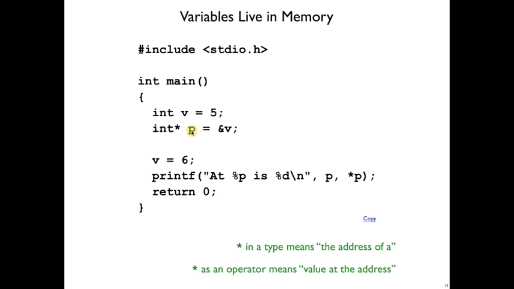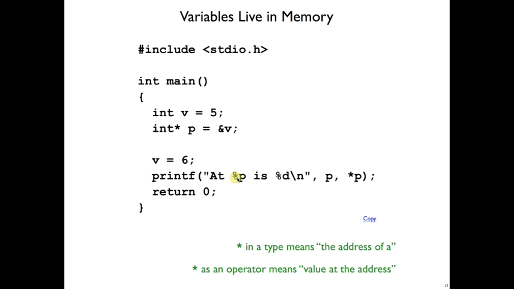Now the type that I give p: p does have a number, but more specifically it has a number that's meant to be the address of an integer. So that's what this type in front of p means. A star means an address of this kind of value. So p holds an address. I've set v to 6 before I start printing.